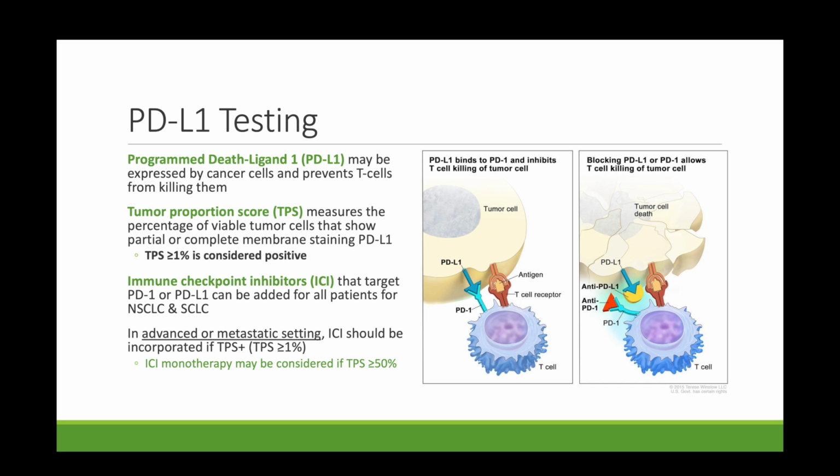On that path report, you might see something known as the TPS score. And keep in mind that anything greater than or equal to 1% is considered positive, but a TPS of 1% is very different than a TPS of 50%, which is very different than a TPS of 90%. So really depending on what that TPS is, if the patients are PD-L1 positive, and if so, how much, we can decide, do we rely solely on immune checkpoint inhibitor monotherapy, or do we do it with a combination of chemotherapy, or do we not utilize it at all?